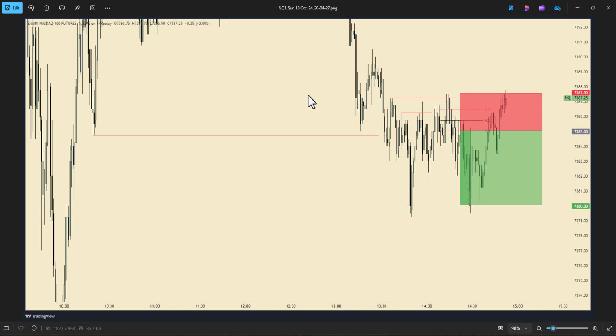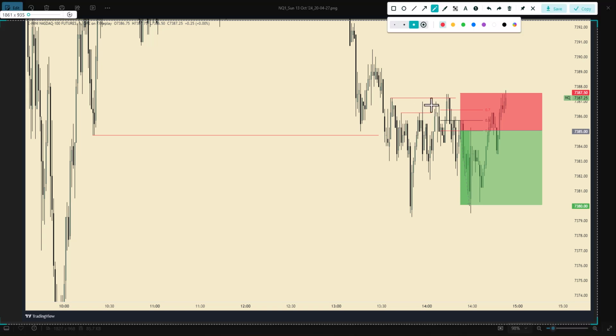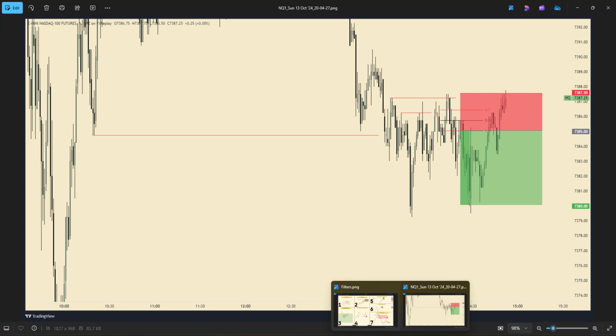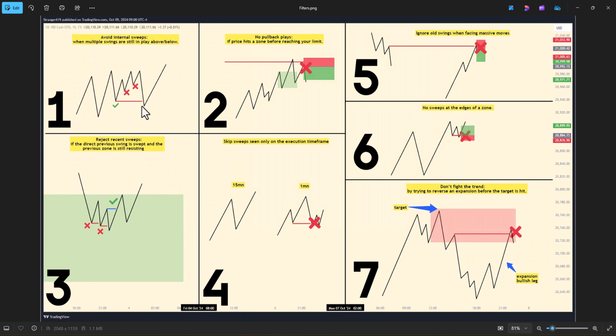Moving on to another example, and you can see that here, these are just internal sweeps, probably not the one that's going to give you the next leg to the downside. So you can see that price was just in a tight area right here, but once it took the last high here, it gave us this nice expansion to the downside, right? So ignore these internal highs and wait for the last high to be taken. That's the first filter right here. Wait for the last one. It is likely the one that's going to give you the expansion.